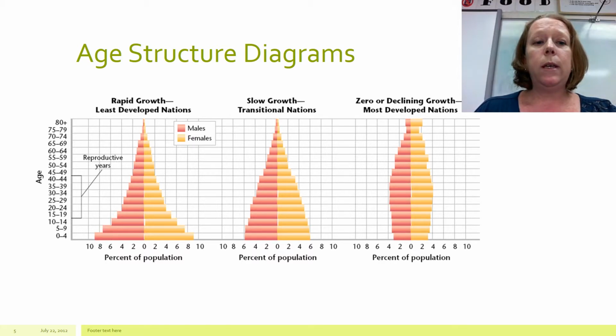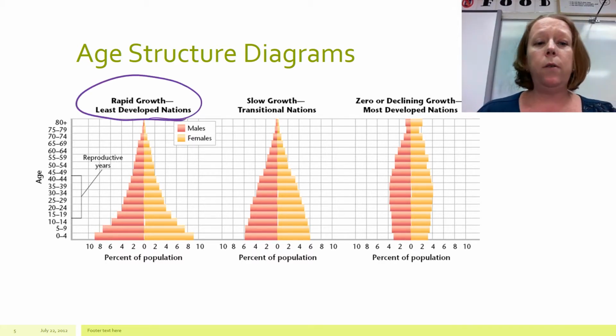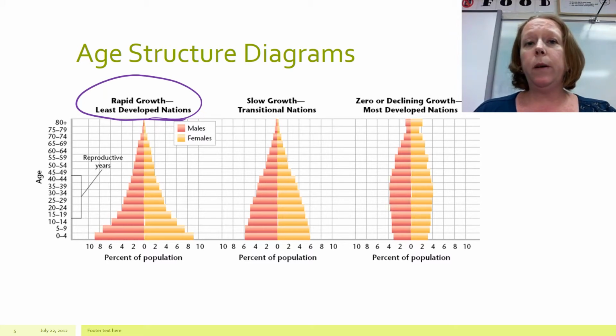And what we see is countries that are experiencing rapid growth, if you notice, the base of their pyramid is very wide. And what that means is they're having lots of kids. And those kids, once they reach reproductive age, they're also going to have lots of kids. So when you have that wide base and the narrow top, that tells you that you've got rapid population growth.